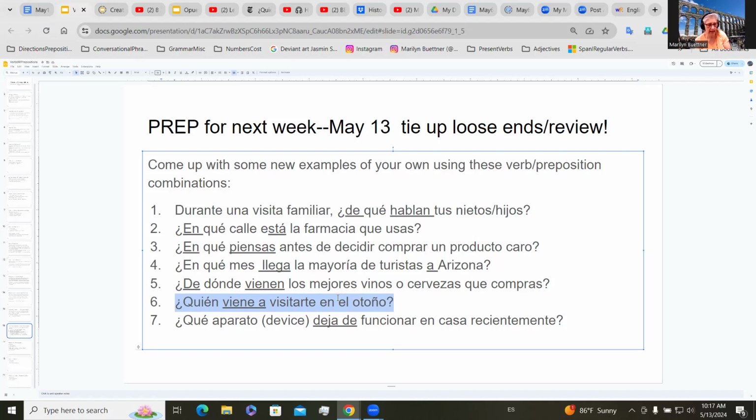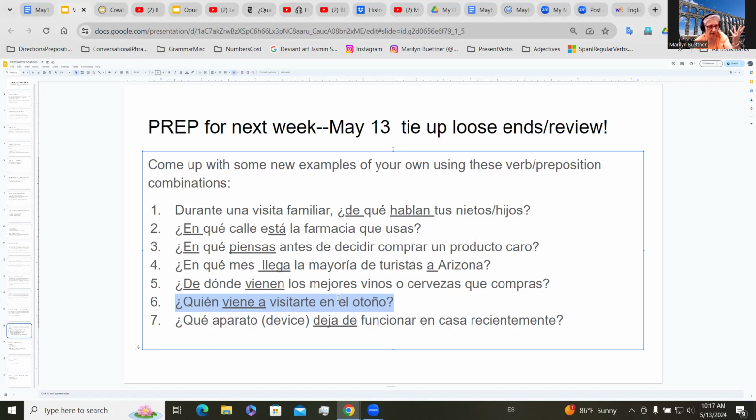Let's take an example of venir with a. Venir and a and an infinitive will sound like this. ¿Quién viene a visitarte? Who comes to visit you? And that te tagged on to the end of visitar means you're receiving the visit, right? ¿Quién viene a visitarte en el otoño? Who comes to visit you in the fall? Mi hermana viene a visitarme en el otoño.